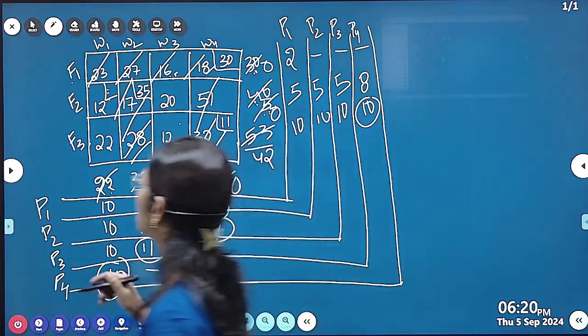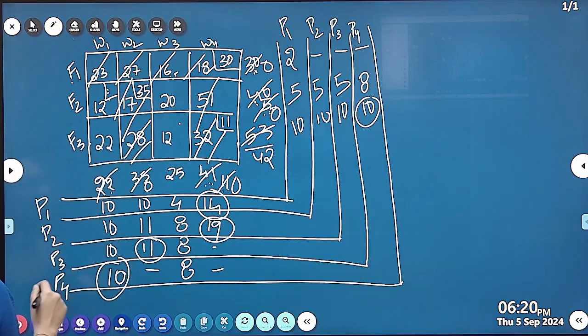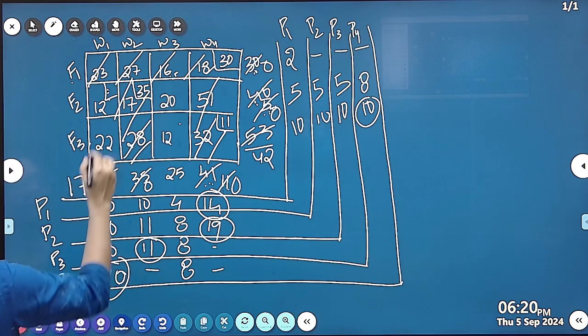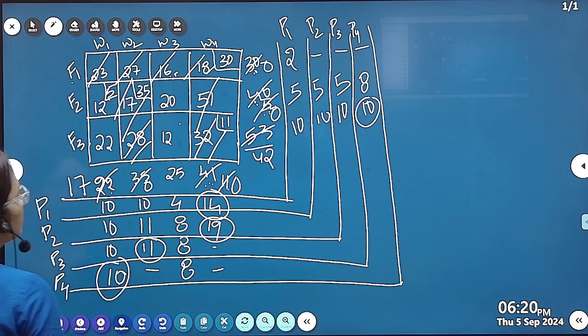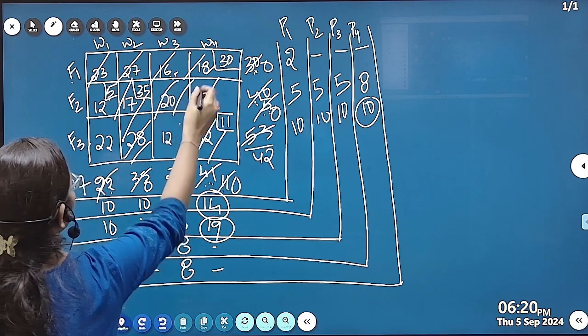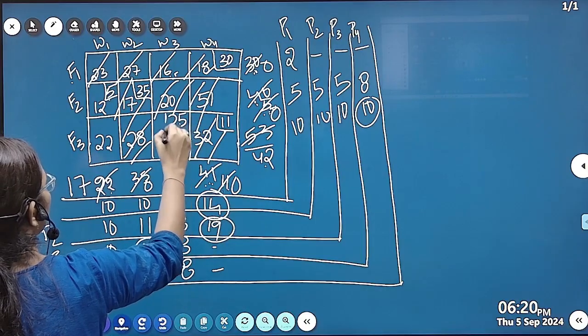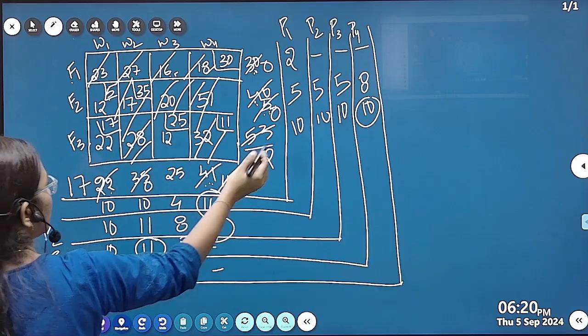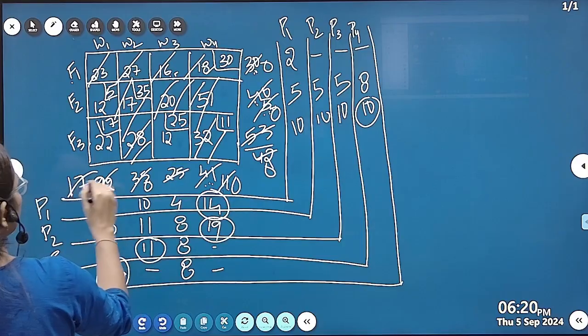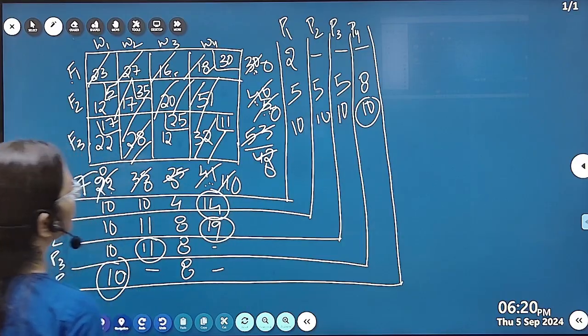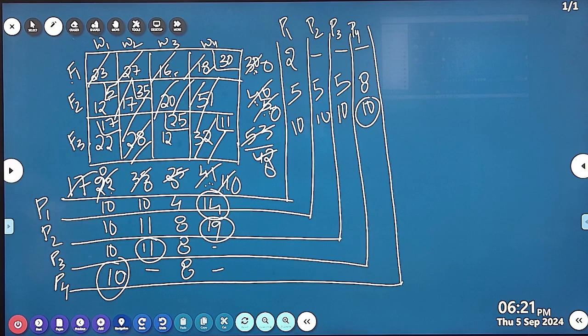So how many units here? 17. So here write 5. So this became 0, cancel. So next here there are 42 units. So here 25 units are required, and here 17 units. So 17 plus 25, it is 0, right? So make it 0 everything. Clear? Yes, ma'am. Try to do. If any doubt, ask me.